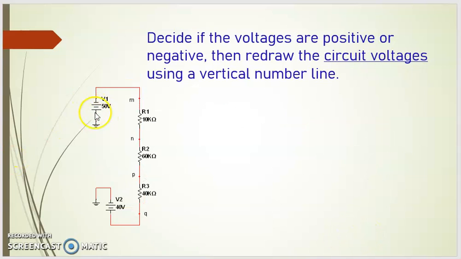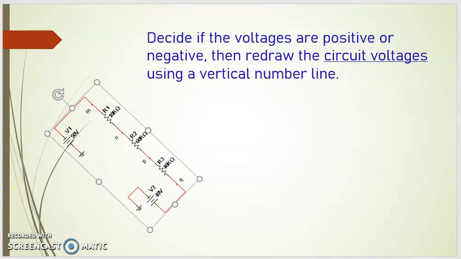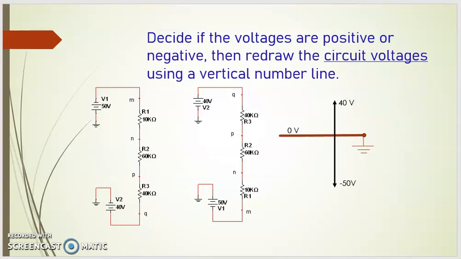For this circuit, for V1, the positive side is connected to ground. This makes this negative 50 volts. And for V2, the negative side is connected to ground. This makes this positive 40 volts. So in order for this to correspond to our number line, we're going to have to rotate this circuit. After rotation, we have the 40 volts at the top, positive, and the 50 volts negative at the bottom.